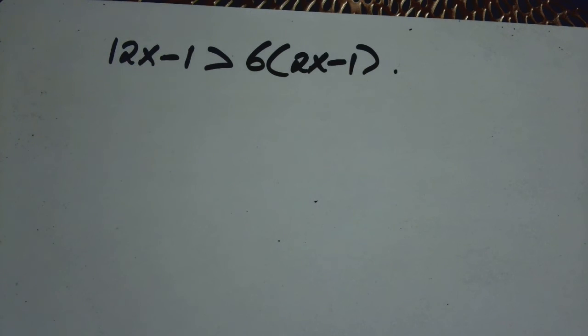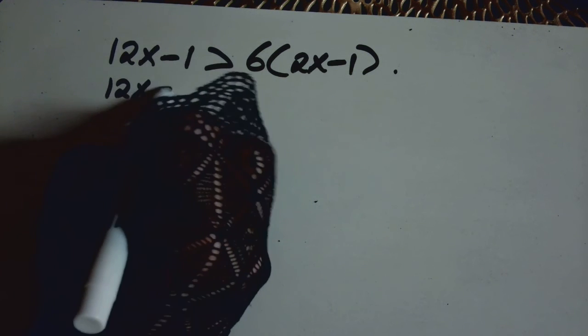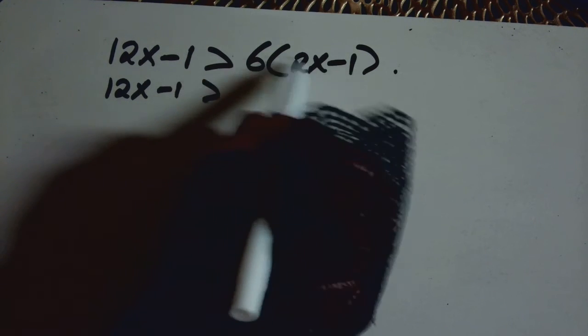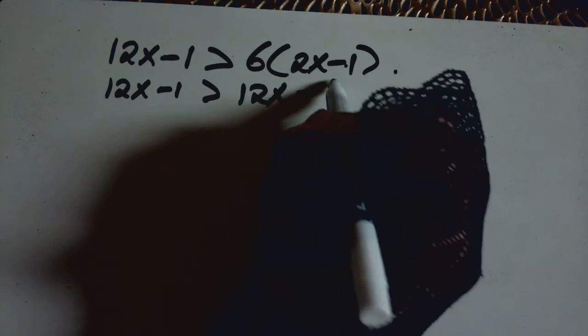Okay, let's do another one. 12x minus 1 is greater than 6 multiplied by 2x minus 1. Okay, this is a similar type. So that's good that they did this, so you can see when you have these in homework, you'll know what to do. So 12x minus 1 is greater than 6 times 2x is 12x, and 6 times negative 1. Never forget to multiply that too.